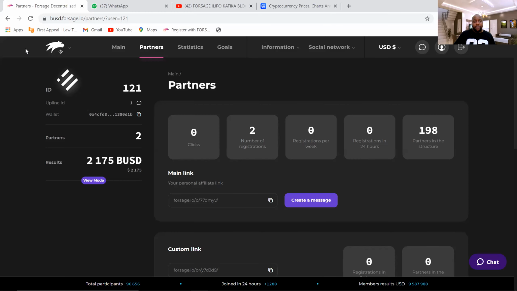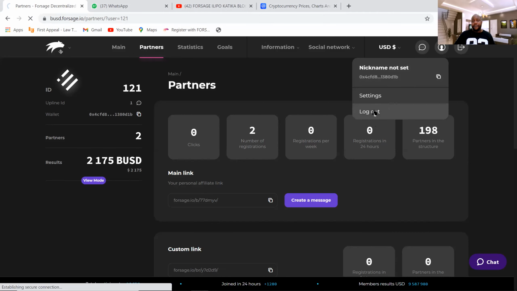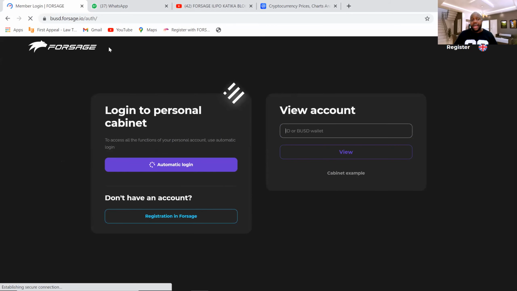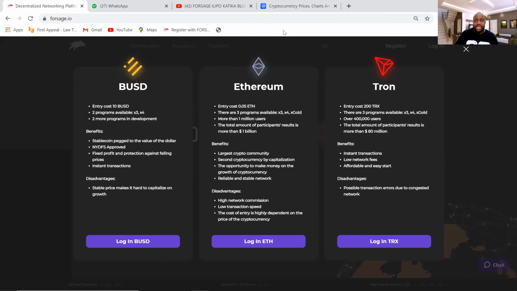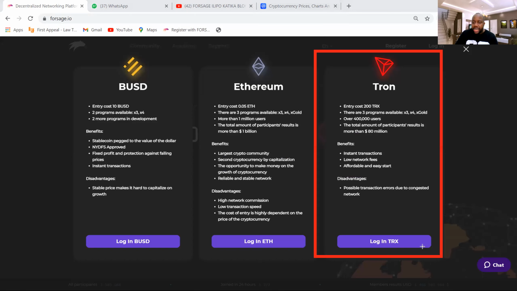The first blockchain network is Ethereum. So if you go to look at the blockchain of Ethereum, you will find Forsage there. The second blockchain where Forsage has been created is Tron. As you can see here, the blockchain of Tron. Tron is here. So you can log in to the blockchain of Tron. You can see. You can log in to the blockchain of Ethereum.